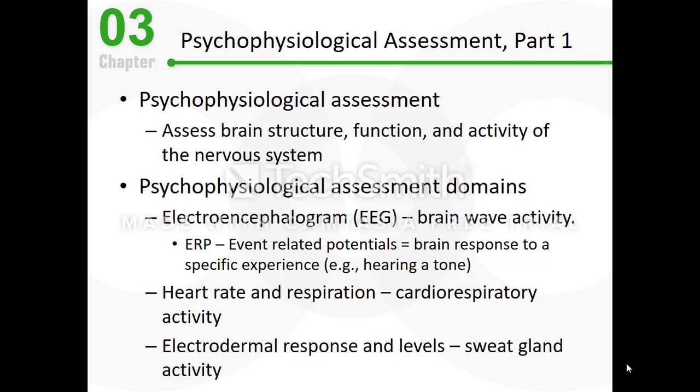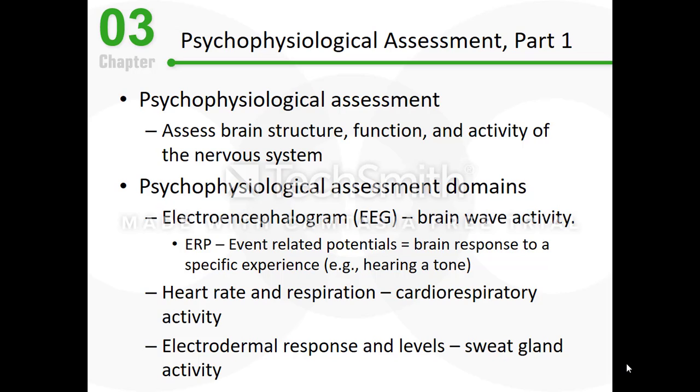And so, which really allows us to centrally locate where some causal factors or indicators of psychopathology are originating from, and how it's different from normal brains. All right, so psychophysiological assessment is where we're looking at the function, structure, and activity of the nervous system. And there are the psychophysiological assessment domains.